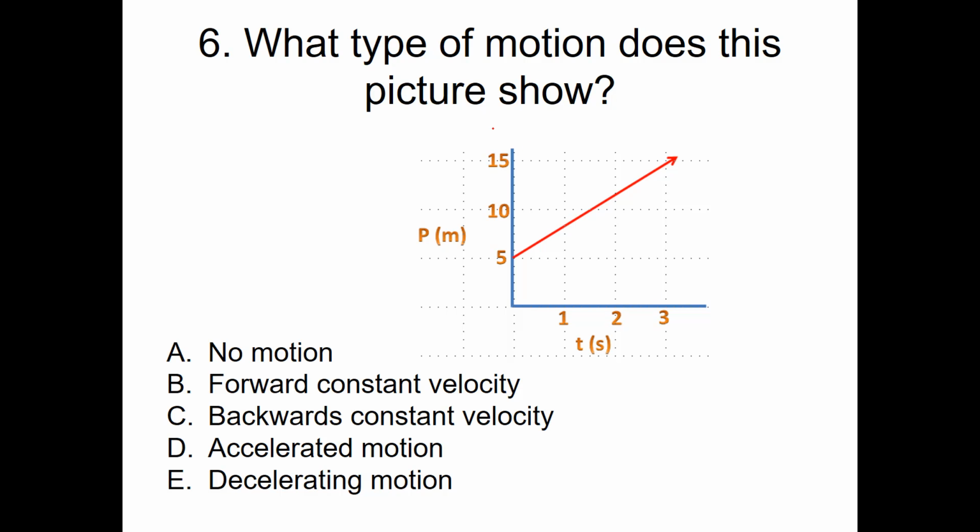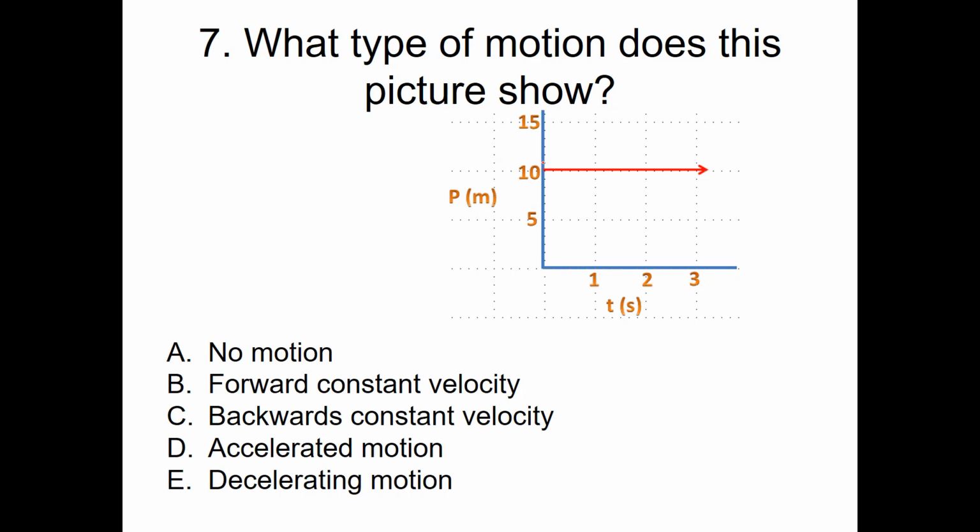What type of motion does this picture show? Okay, so we went from 5 meters, once again a position time graph, to 15 meters. And we went there at a constant rate. So you are going forward at a constant rate, and once again, the slope of a position time graph, x over t, is velocity, so constant velocity.